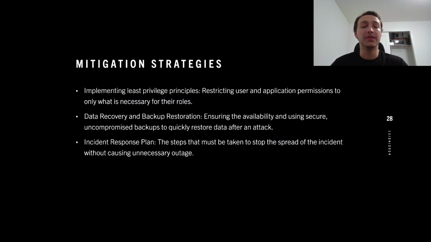Mitigation strategies include implementing least privilege principles, restricting user and application permissions to only what is necessary for their roles, data recovery and backup restoration, ensuring the availability and using secure, uncompromised backups quickly to restore data after an attack. And the incident response plan, which is the steps that must be taken to stop the spread of the incident without causing unnecessary outage. And this is extremely important as well because employees, as we did in one of our weekly discussions and activities, could take a bad step and make things even worse.